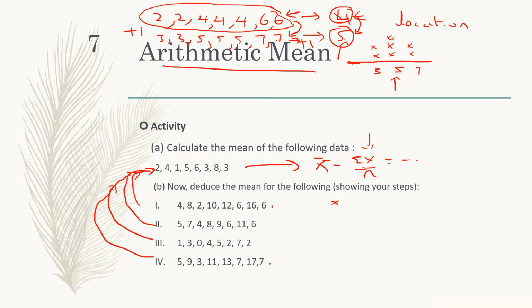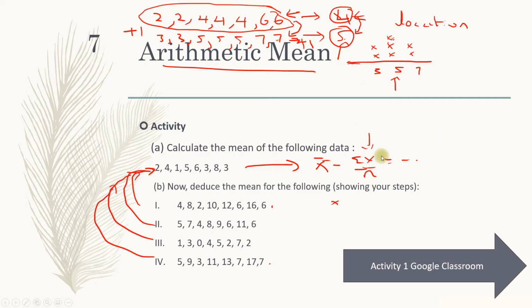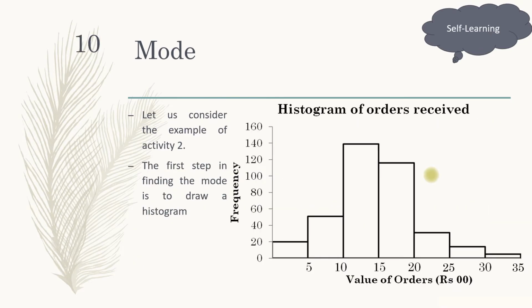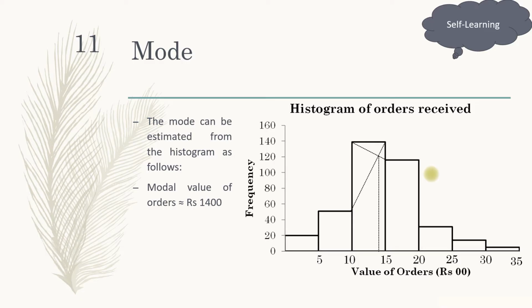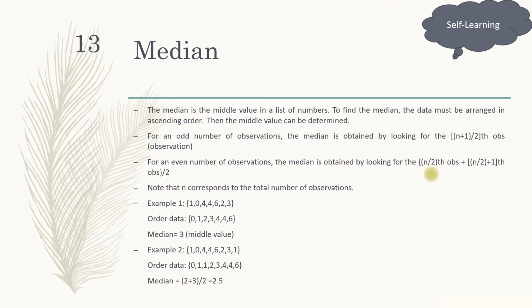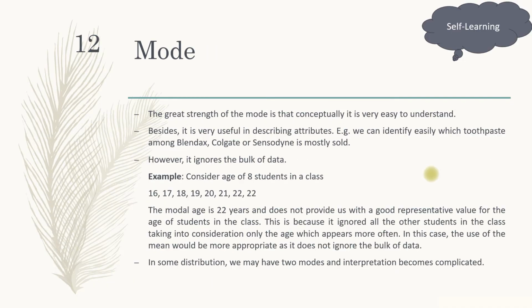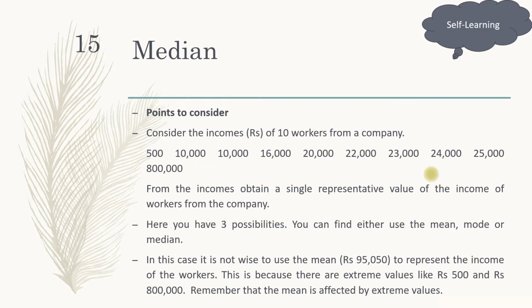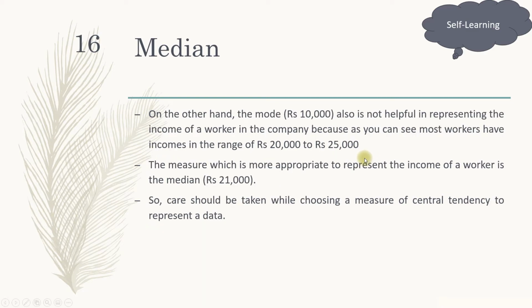Okay, so the next step is you have an activity that you have to do on Google Classroom, and I will check it later on to see if you have done it. You have a mode which I will leave to you, which is a self-learning component, which is straightforward. If you have a problem understanding what the mode is, you're most welcome to come back to me afterward, but these are relatively simple concepts. That's why I'm going to skip them. But I'm going to just go through the median for a moment. The median is going to be considered for a moment.